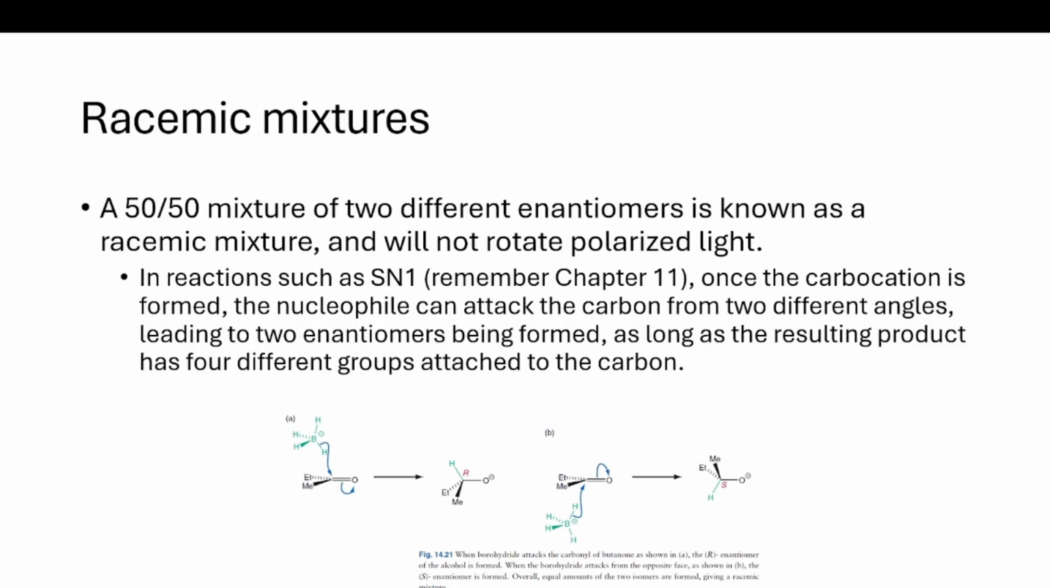Now, if you remember chapter 11, the SN1 reaction involves pretty much two primary steps. Number one, the leaving group leaves and we get a carbocation. And second, the nucleophile attacks the empty orbital of the carbon in the carbocation. Now, the carbocation can be attacked from two different angles. And so, given that the product has some sort of stereochemistry, we can get two enantiomers being formed, and therefore we'll get a racemic mixture.